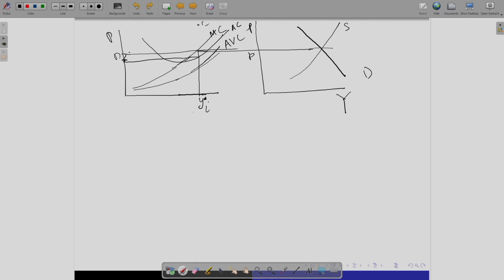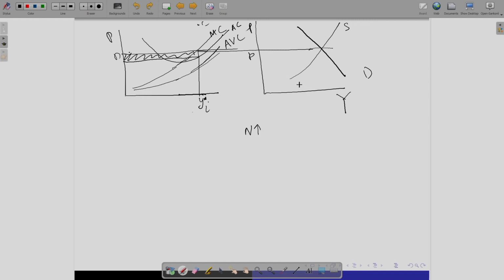So, this rectangle is the profit, right, because this average cost height into quantity is total cost. This is the total quantity into price, total revenue. So, the profit is this. So, there is a positive profit. So, there is going to be entry of firms. So, it means N is going to increase.